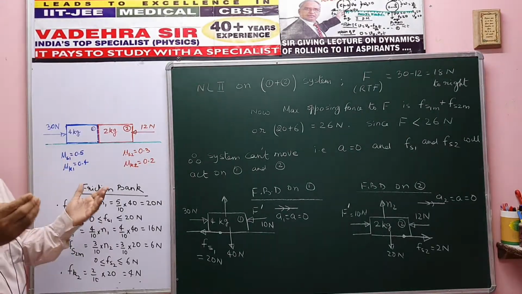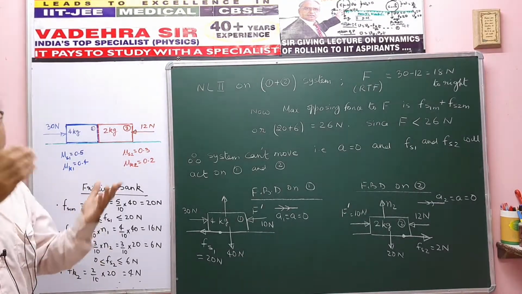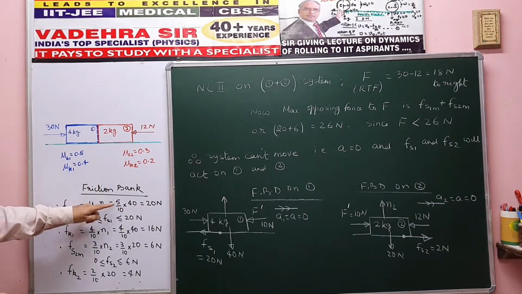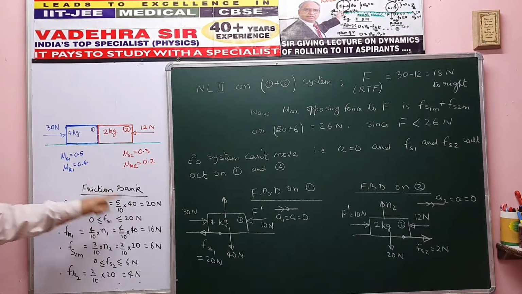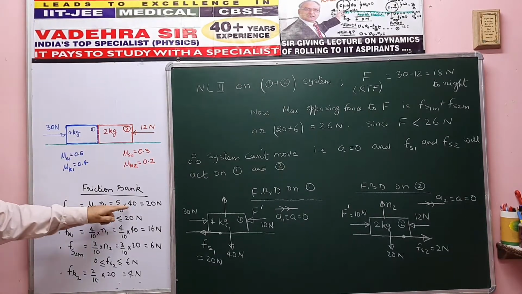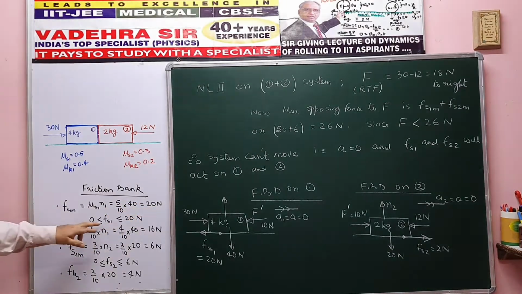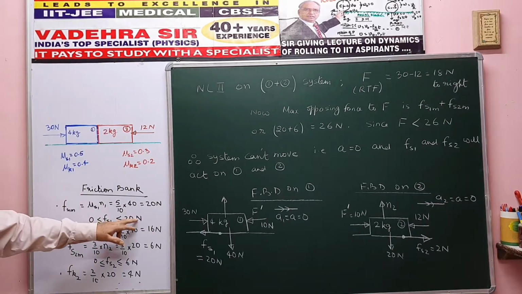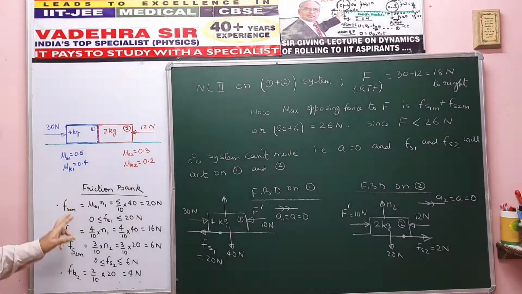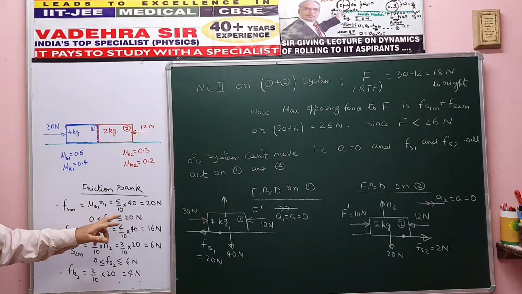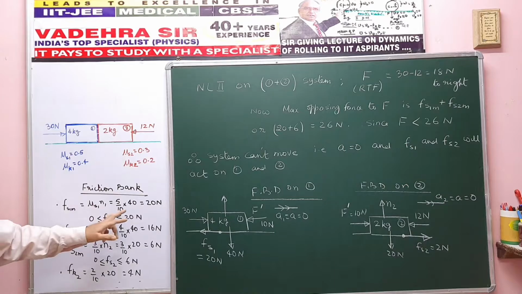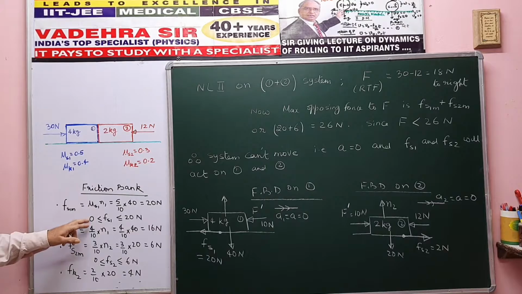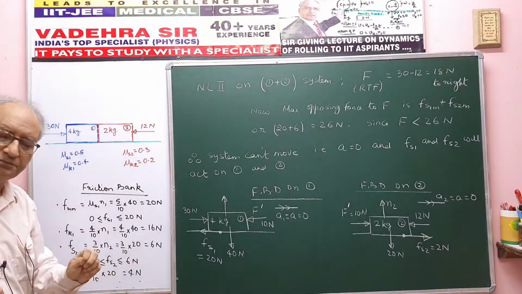Of course, Fs1m will be mu S1 multiplied by N1. So 5 upon 10 multiplied by N1, that is 40, gives you 20 Newton. Keep it. Now static friction can vary between 0 to 20 N. It can be 0, and it can also be 20. So Fs1 can be equal or less, 0 to 20 N. This is the friction bank.